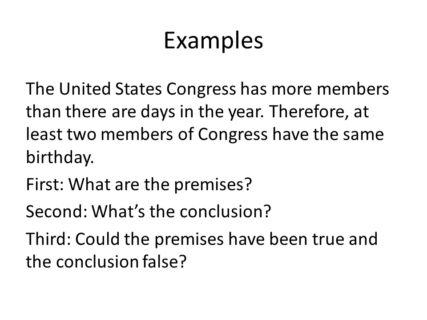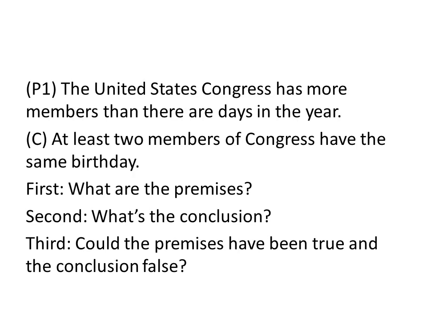First, what are the premises and what's the conclusion? Well, "therefore" we know is a conclusion indicator word. So that suggests that "at least 2 members of Congress have the same birthday" is the conclusion, and the rest of it is just premise. So that gives us this. Premise 1, the United States Congress has more members than there are days in the year. And conclusion, at least 2 members of Congress have the same birthday.